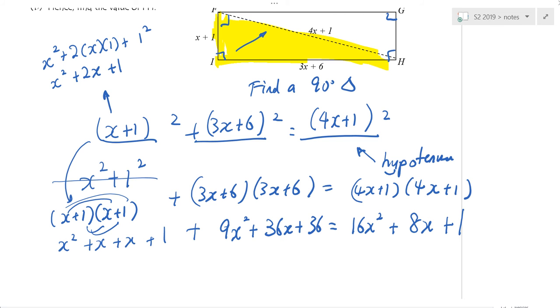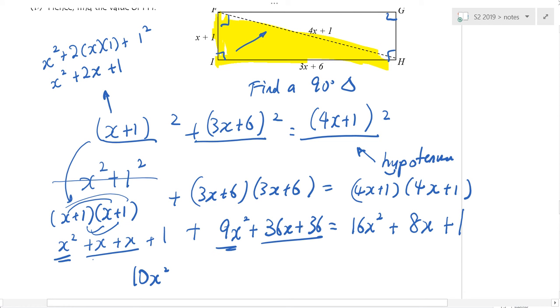So after this, what do you do? Group all the x squared together. So I got x squared plus 9x squared. What's the answer? 10x squared, right? x plus x plus 36x. How many x? 38x. 1 plus 36, 37. Now I copy down. So you do step by step.